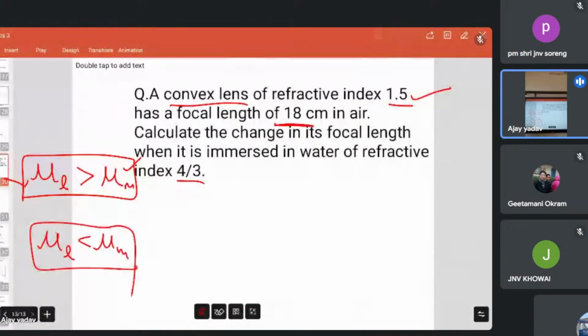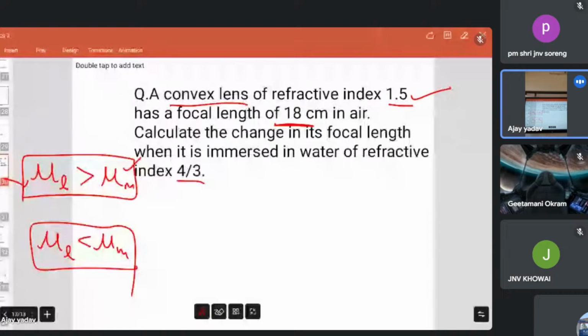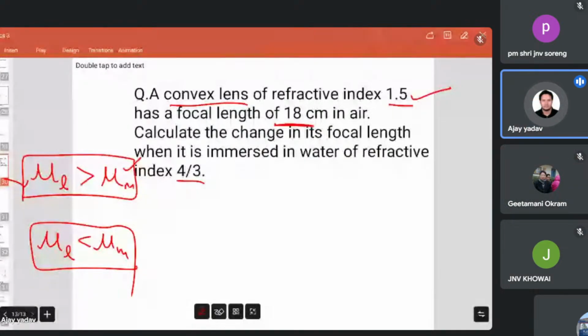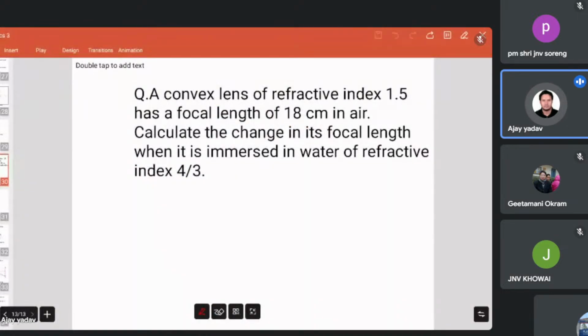If the refractive index of the lens is less than that of the medium, then the nature of the lens will change: a convex lens will become concave and a concave lens will become convex. Okay, so this you have to remember. And similarly, we can do this question by the formula.